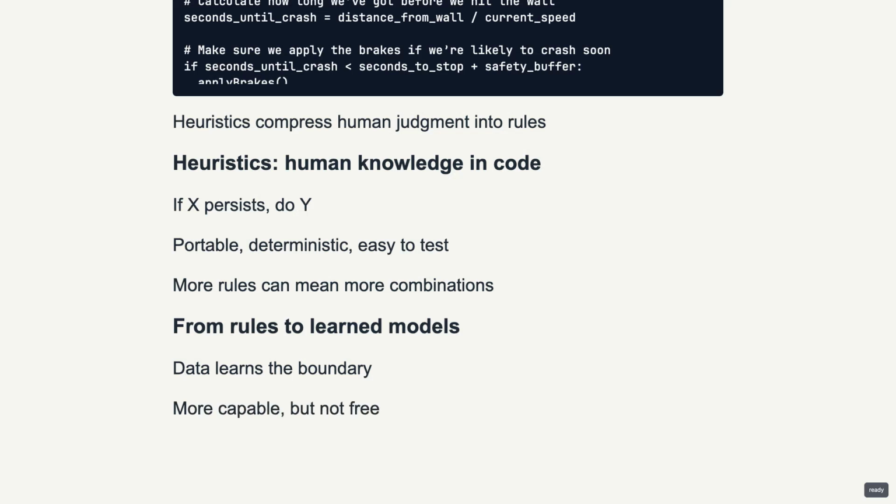That added flexibility comes with cost. Learned models need data, tuning, evaluation, and careful deployment, and they may demand more compute and memory than a simple rule set can afford on the target device.